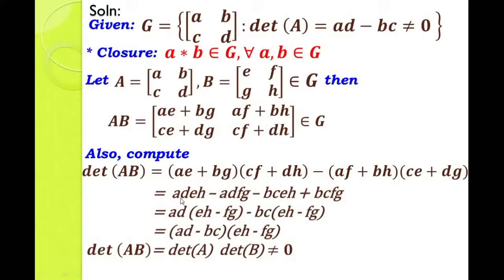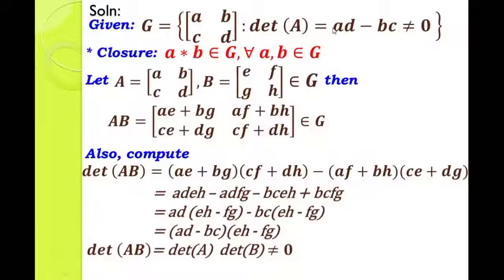Here we see AD is common, and here BC is common, right? So you take AD outside from this equation, we get AD into EH minus FG. Here I am going to take minus BC outside, so EH minus FG. So EH minus FG is common, so you take it outside, and we get this equation. Already we know AD minus BC is nothing but the determinant of A. Similarly, EH minus FG is nothing but the determinant of B. If you find the determinant of this matrix, you get EH minus FG. Therefore, this is called the determinant of A, and this is called the determinant of B.